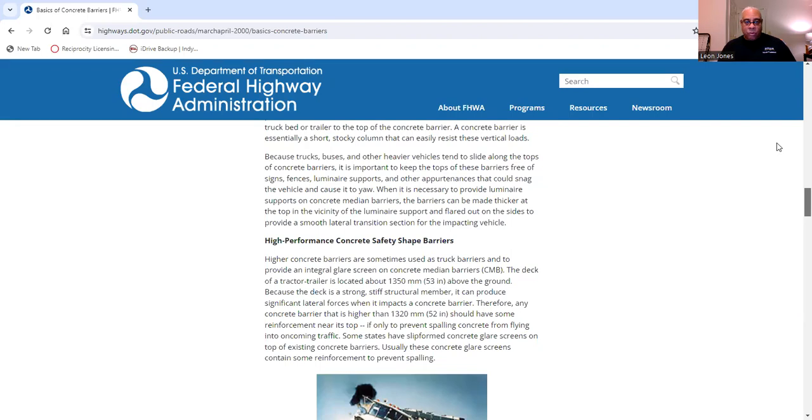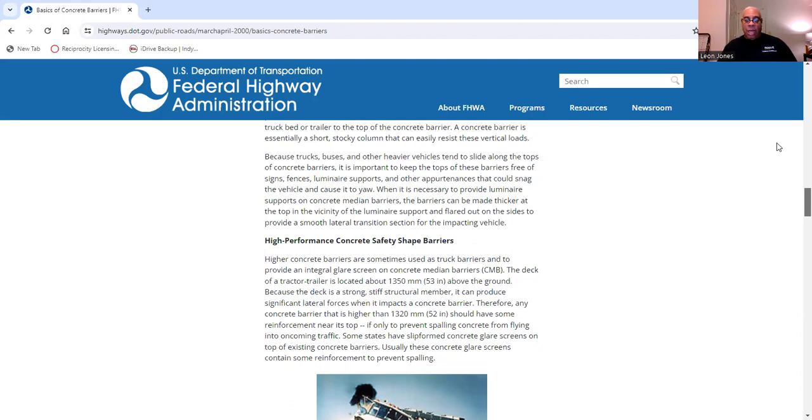Now, the deck of the tractor trailer is located about 53 inches above the ground because the deck is a strong, stiff structural member. Remember, the deck is a strong, stiff structural member that can produce significant lateral forces when it impacts a concrete barrier. Therefore, any concrete barrier that is higher than 52 inches should have some reinforcement near its top, if only to prevent spalling concrete from flying into oncoming traffic.